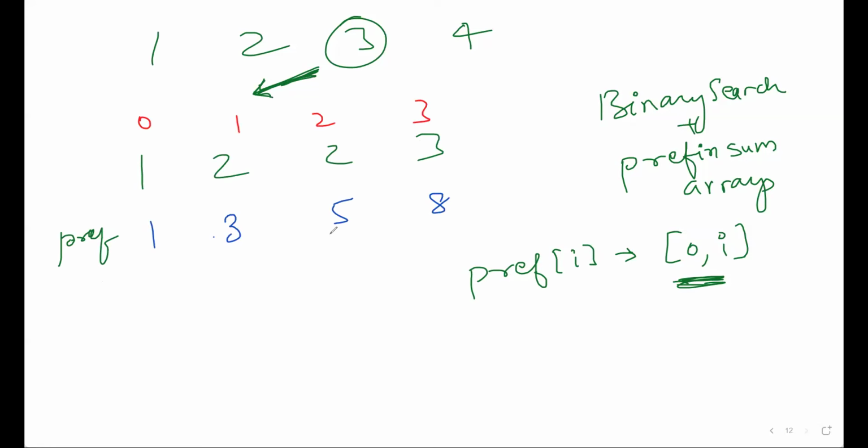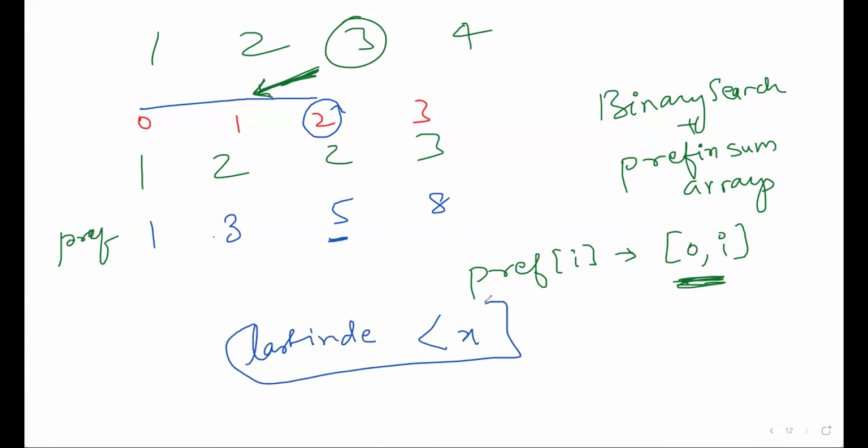So prefix of 2 equal to 5 means the sum of all values from index 0 to this point is 5. And I can see 1 plus 2 plus 2 is 5 only. Now, using binary search, I can find the last index which is smaller than x in array A. I can do this using binary search because my array is sorted, and binary search will take log of n time.